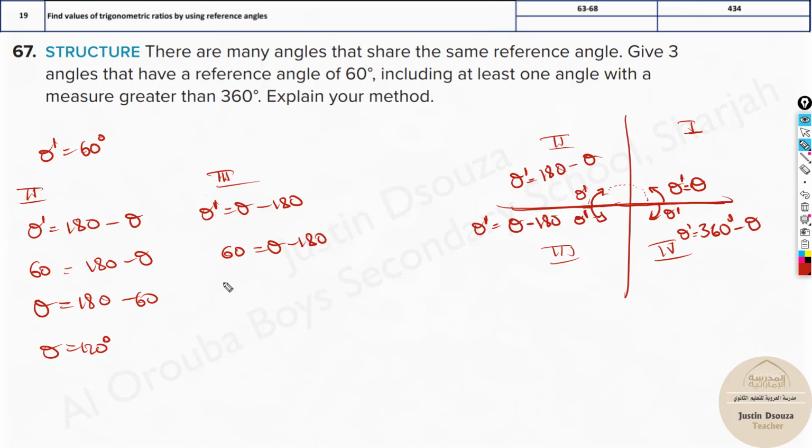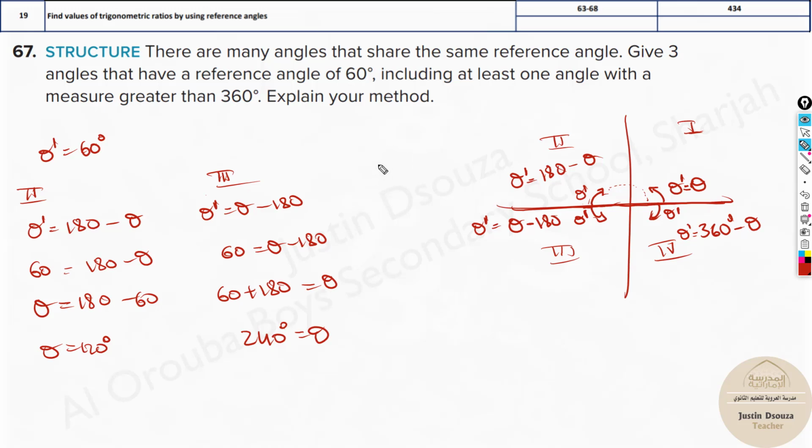So take this to the other side. It will be 60 plus 180 is equal to theta, and you can easily solve it. 240 degrees is the answer. This is the angle for the reference 60 degrees, having a reference angle 60. Even this one is having a reference angle of 60 degrees.